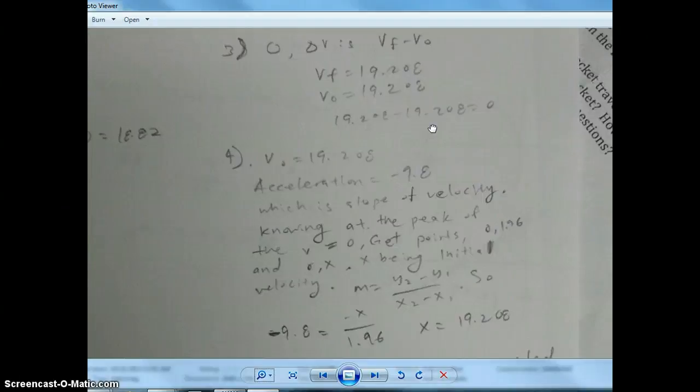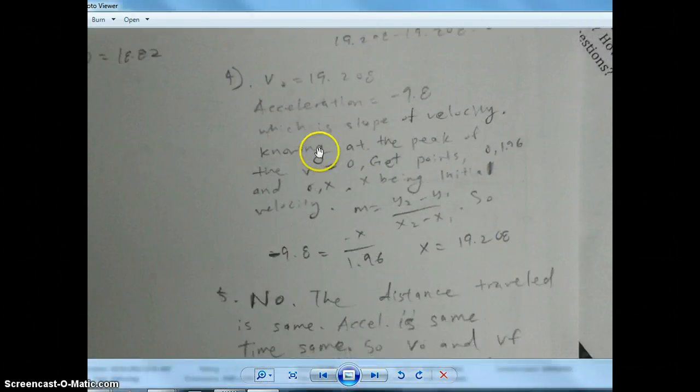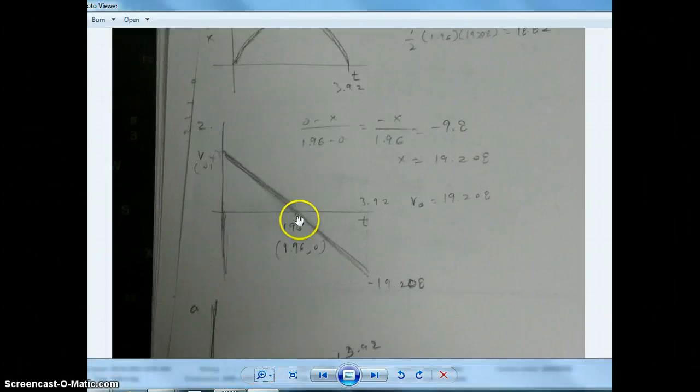How fast was the rocket traveling? The rocket was traveling at a speed of 19.208 meters per second. I got that because of the graph before, right here. Okay. So now the slope of this is negative 9.8, and then this is the initial, or the 0 of the velocity, and this is the x.